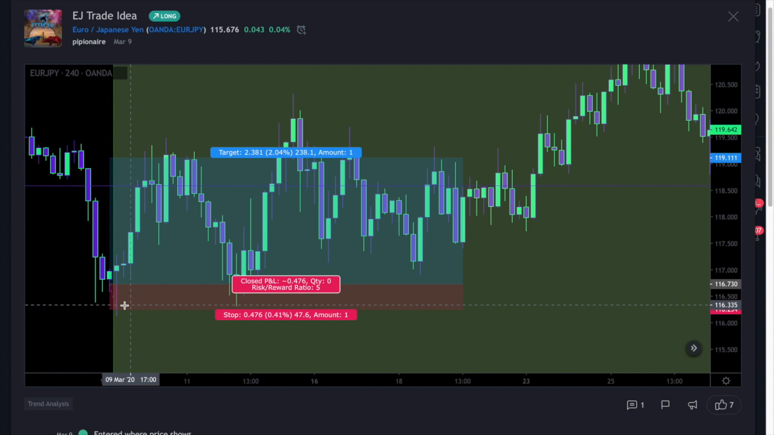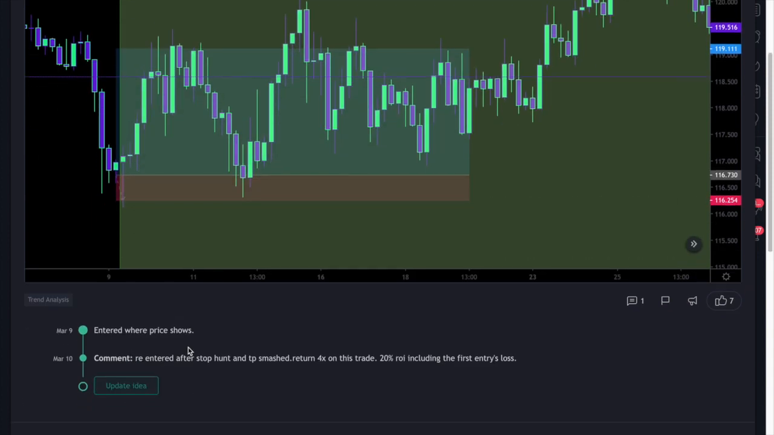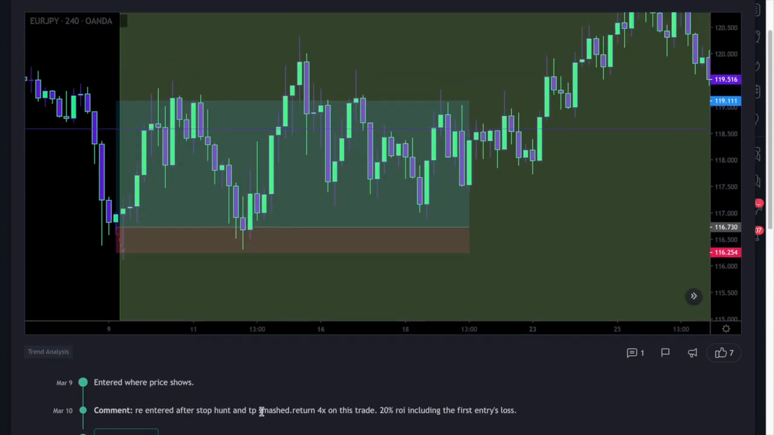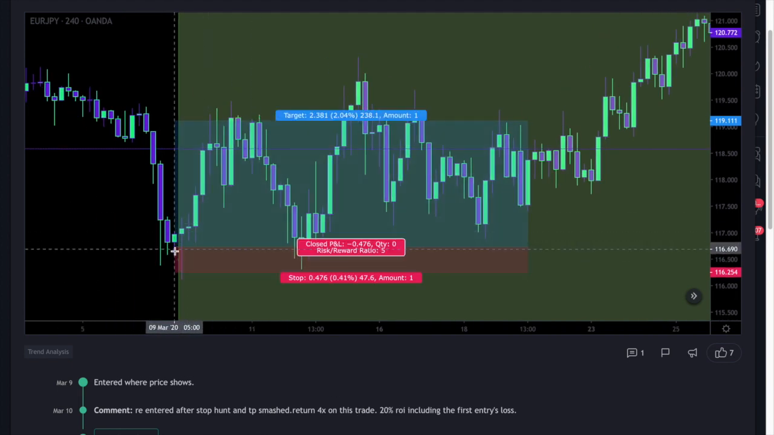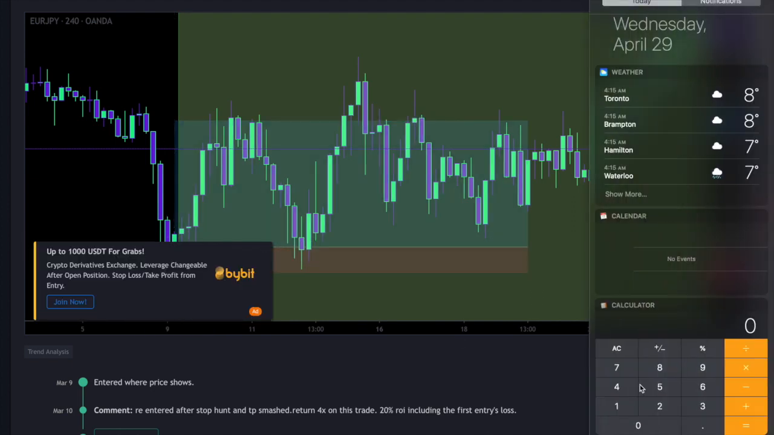And this trade, so yeah, we got stop hunted, but it says it re-entered after the stop hunt, and we smashed 4 times the return. So yeah, we got stop hunted, but then again, it did play out, right? So once it stop hunted, we re-entered again.